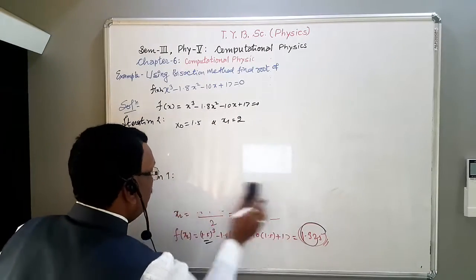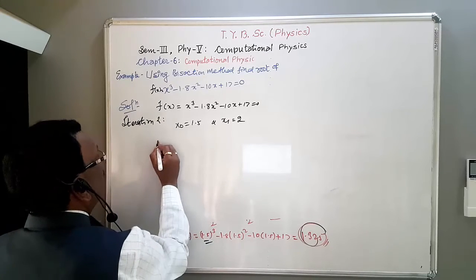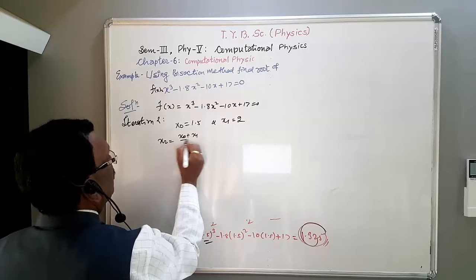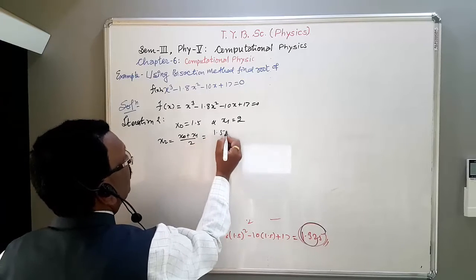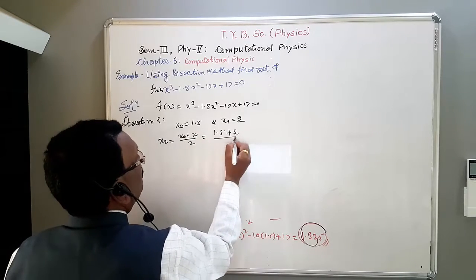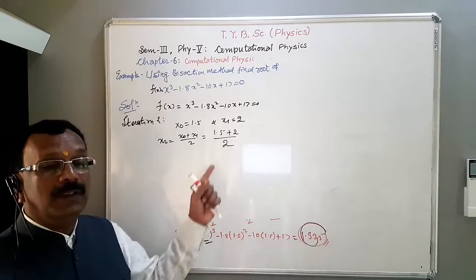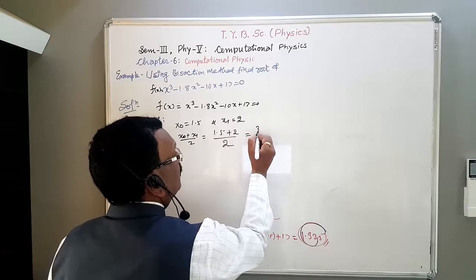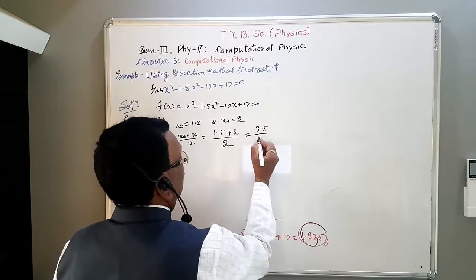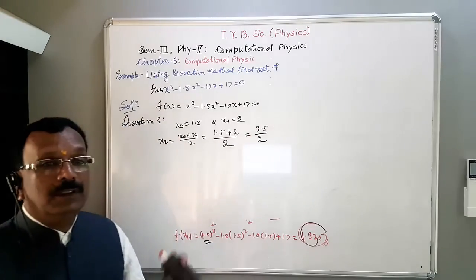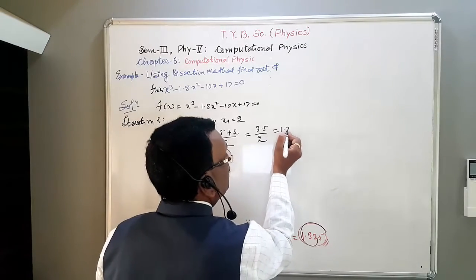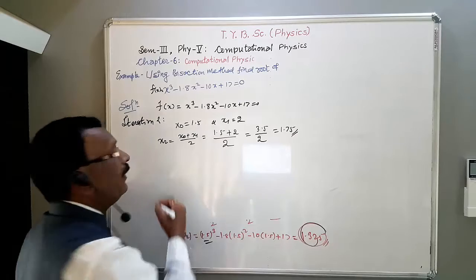In a similar way, we can calculate the midpoint. x2 is equal to (x0 plus x1) upon 2, that means (1.5 plus 2) upon 2. Did you get it? What is 3.5 upon 2? After solving this term, we will get 1.75. This is the value of x2.